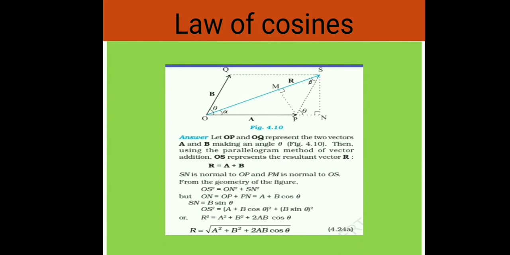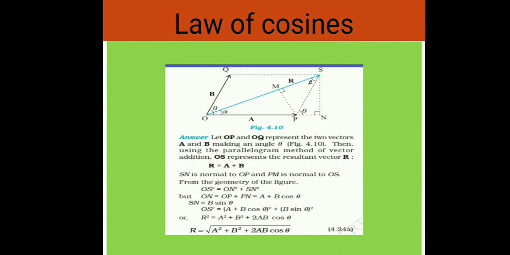Suppose we have a question: find out the magnitude and direction of the resultant of two vectors a and b in terms of their magnitude and the angle theta between them. It means this is a question on the derivation of the law of cosines and law of sines. So now go to the derivation of the law of cosine: what is the law of cosine and what is the resultant of the law of cosine. Basically, the law of cosine gives the resultant of two vectors in terms of cos of theta.